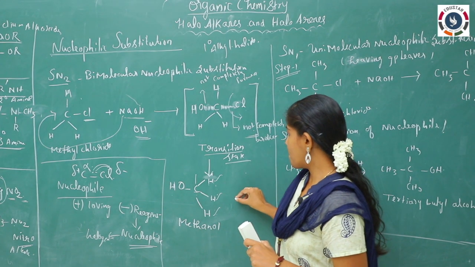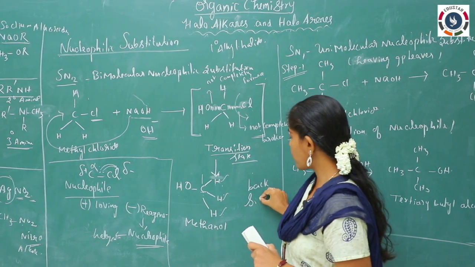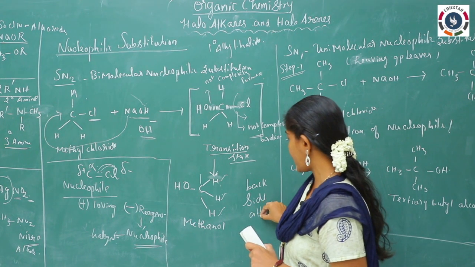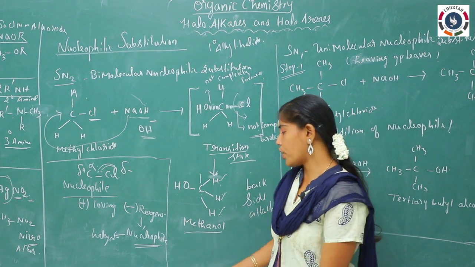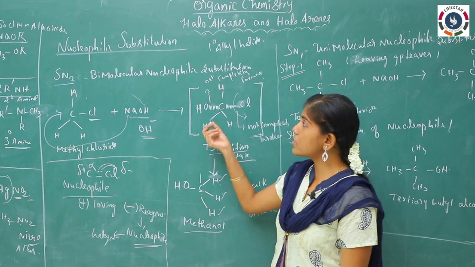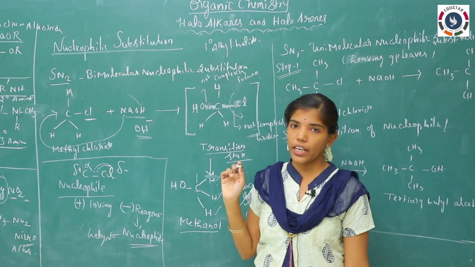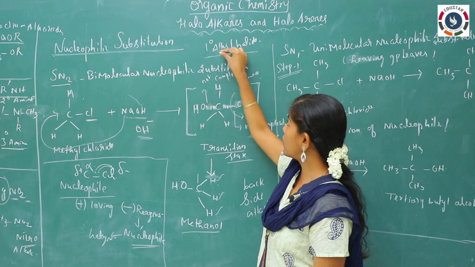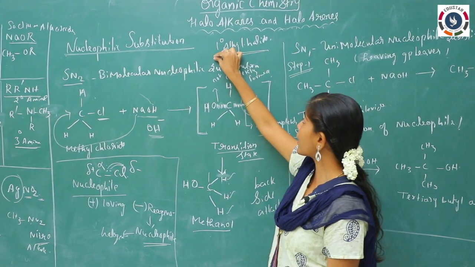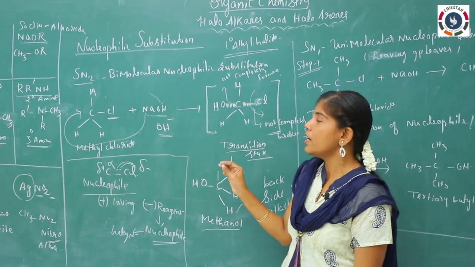So this is the backside attack. How do we call it? It is called the backside attack, and we get the product methanol. This is the SN2 bimolecular nucleophilic substitution reaction. One thing you have to remember, only primary alkyl halides predominantly prefer to react by this method.